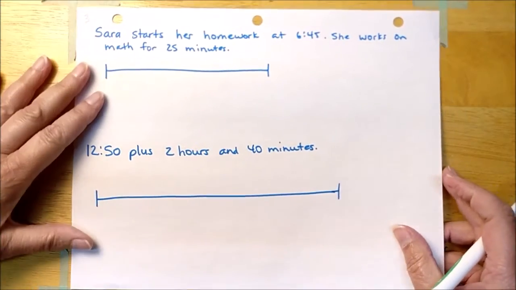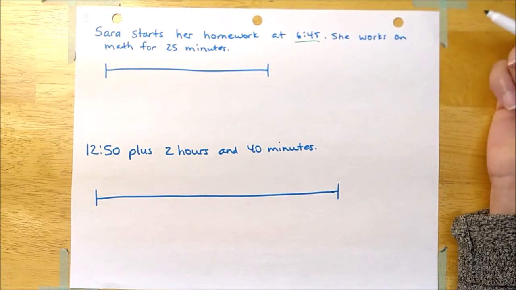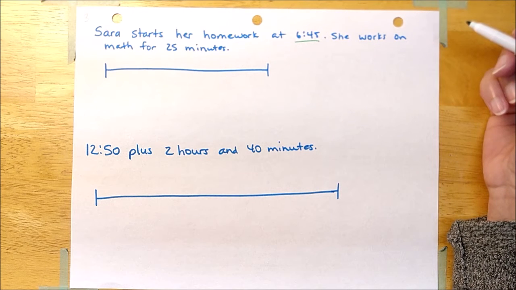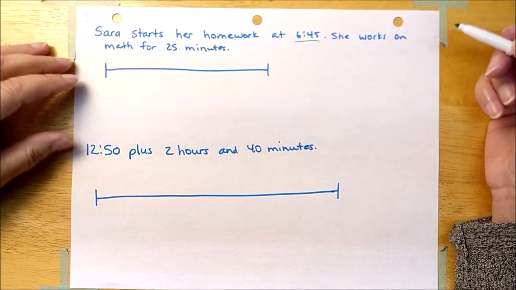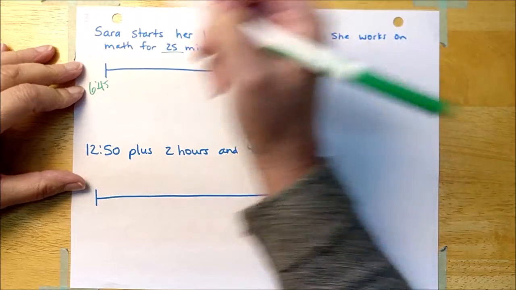Okay, so Sarah now starts her homework at 6:45. She works for 20 minutes. We need to find out what time she stops doing her homework. So here comes Sarah. She's going to be working for 25 minutes. This is the starting time, 6:45. So she's going to work for 25 minutes.